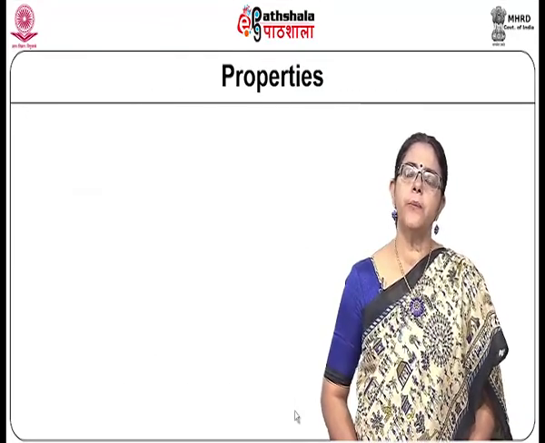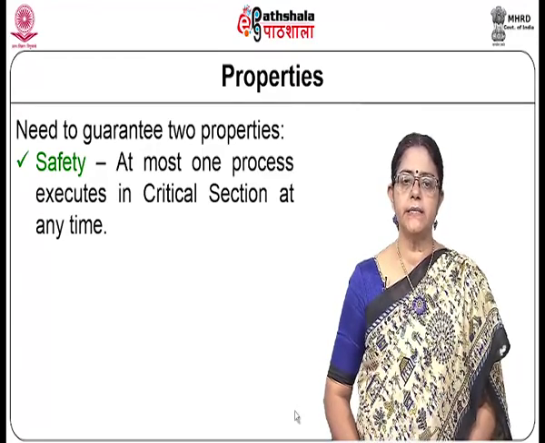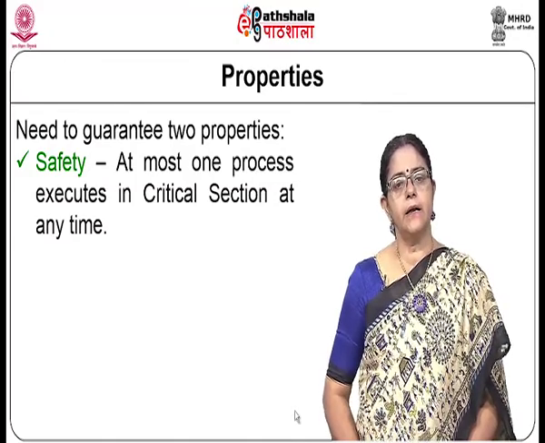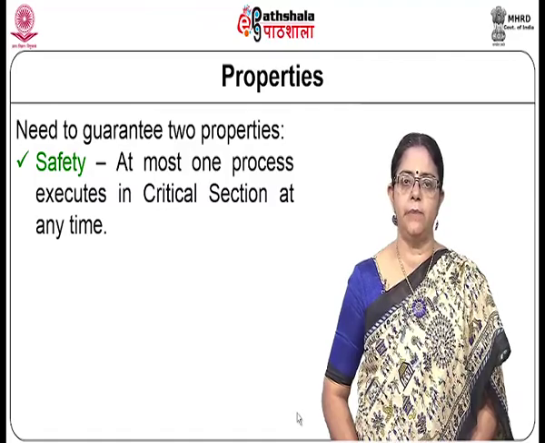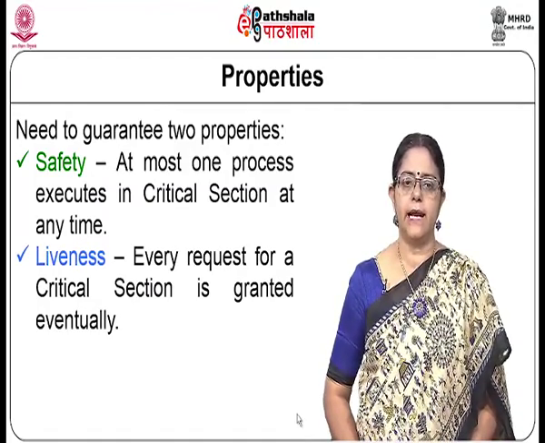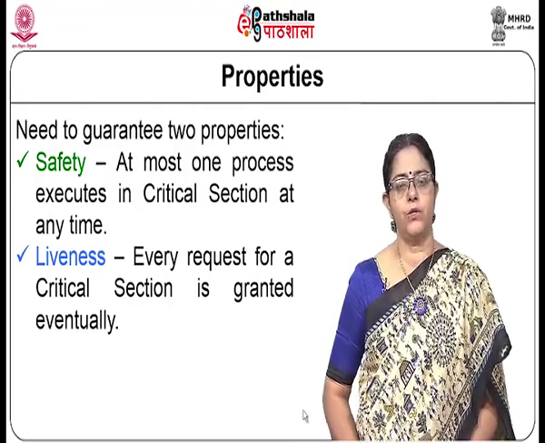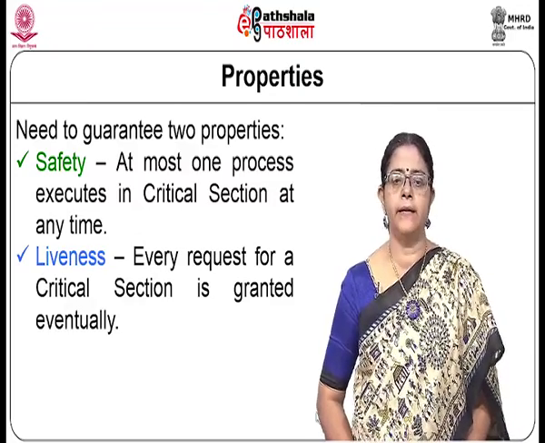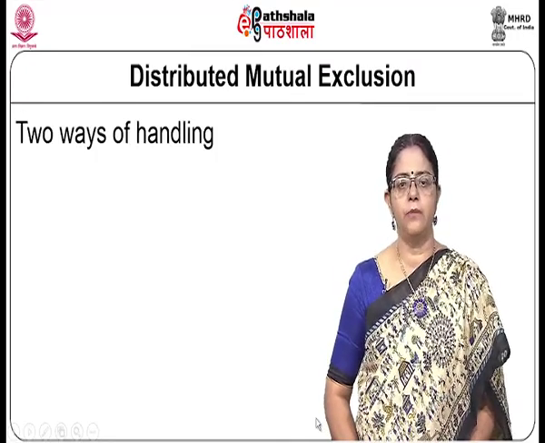So, what are the properties that a mutual exclusion algorithm must follow? Two properties. One is called the safety, which says that at any point in time only one process will be inside the critical section, and the second is called the liveness property, which says that in case one process wants to enter a CS, it should be allowed within a finite amount of time. It should not be very long.